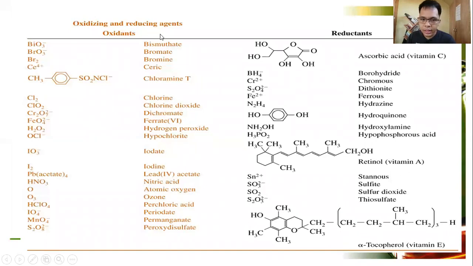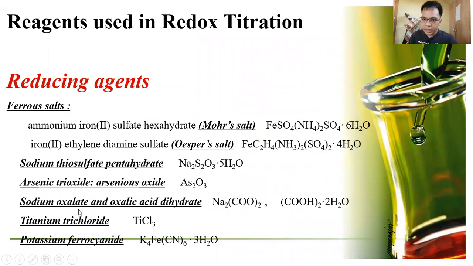Okay, oxidizing and reducing agent. These are the oxidants and these are the reductants na ginagamit nyo for the preparation process of your sample. So these are the reductants and these are the oxidants that you will use. Ayan. So punta na tayo ngayon, reagents used in the redox titration. We have the reducing agents and the oxidizing agent. And I will make this quick kasi it's just more on theories naman.